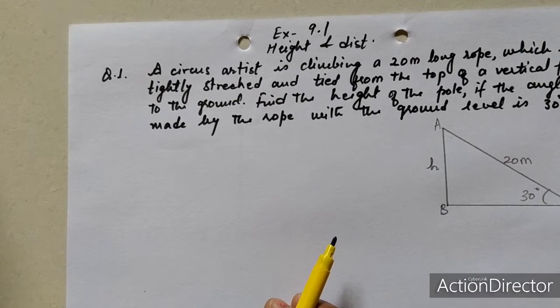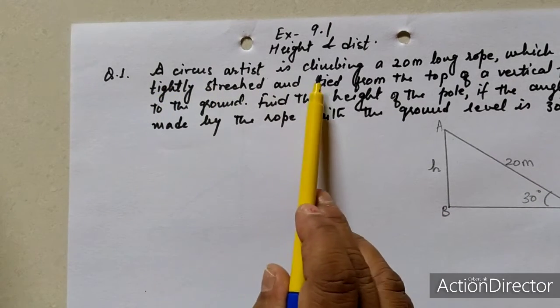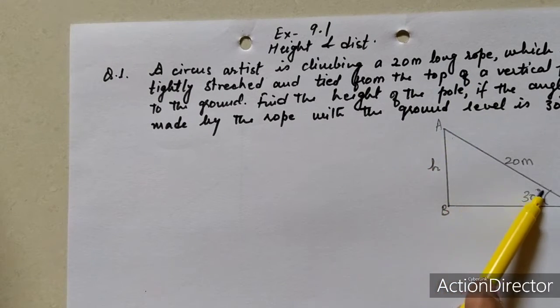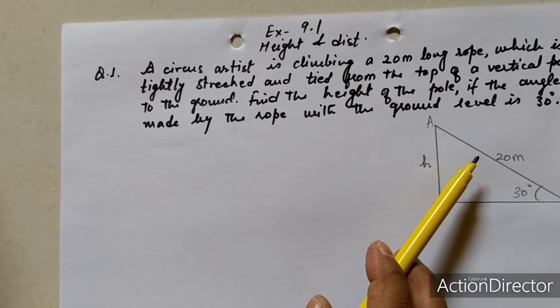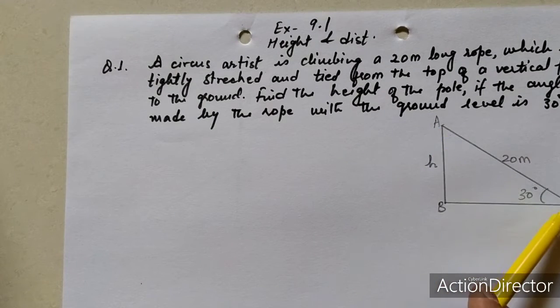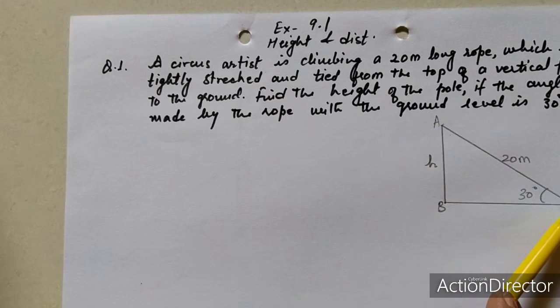As I already told you, you are going to consider this as a right angle triangle, because it has clearly mentioned a circus artist is climbing a 20-meter long rope. That means according to the figure, and the figure is already given in your book. Here I am explaining with the figure. This is the length of the rope, okay, and the length of the rope is 20 meter. We are representing it with AC.